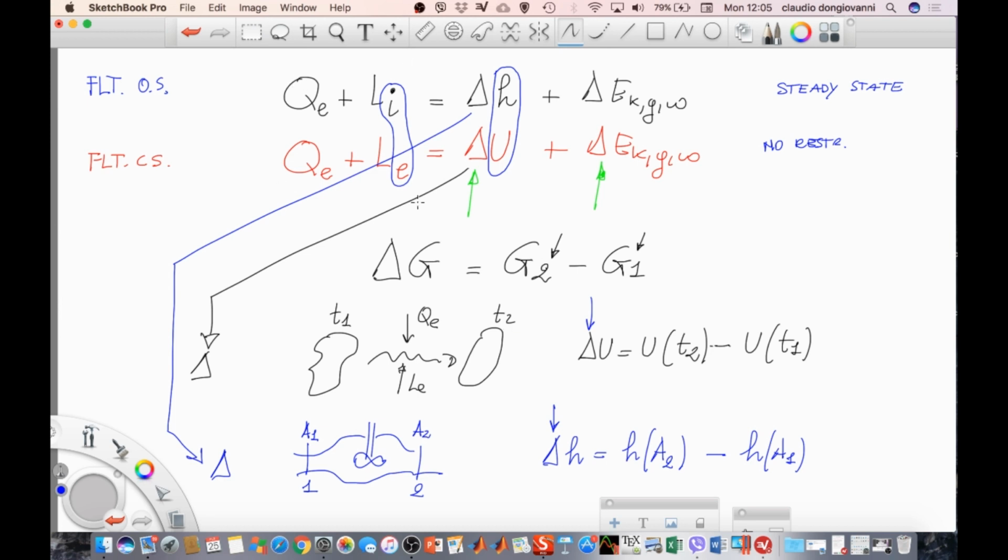Another thing that we have to do is the first law of thermodynamics, or better, the conservation law for mechanical energy in steady state condition.